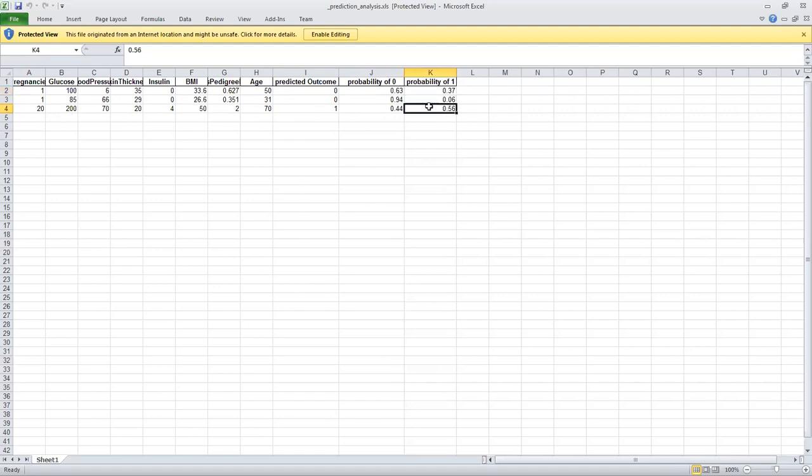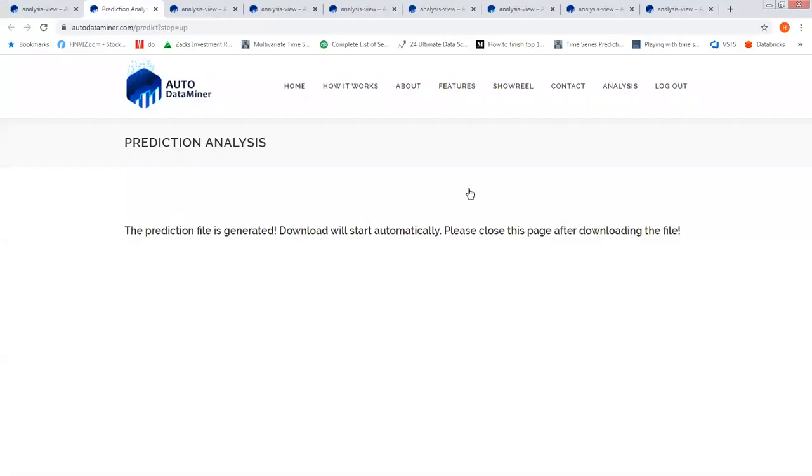So in this way, if you have some new patients and you have those measures, you can predict whether they have diabetes or not. Using this prediction analysis, you can predict the outcome.